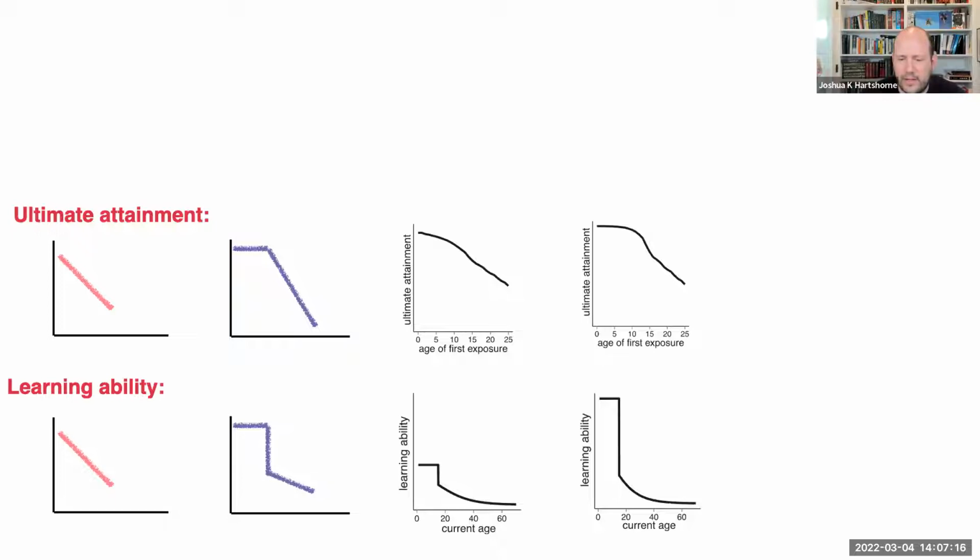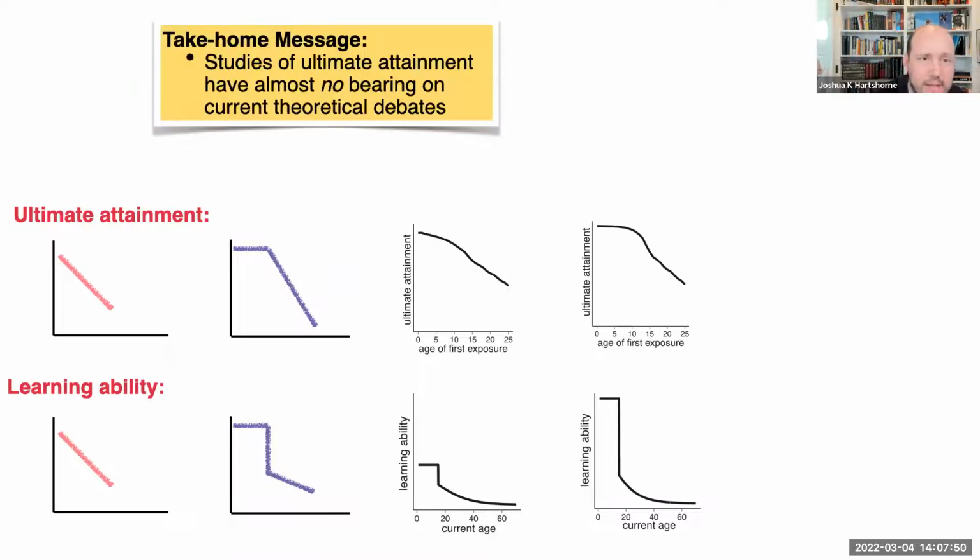But the difference again is really just how fast that initial learning is. So notice by this logic, you can actually have quite a bit of age-related decline in learning ability without necessarily any change in ultimate attainment at all. Right, so older people will take longer, but still get to the same place. So you don't want to conclude from a lack of change in ultimate attainment as a function of age that there's no change in learning ability, any more than you want to conclude that everyone who finishes a marathon ran at exactly the same pace. So the take-home message from these analyses is that studies of ultimate attainment have almost no bearing on current theoretical debates about language learning in critical periods.